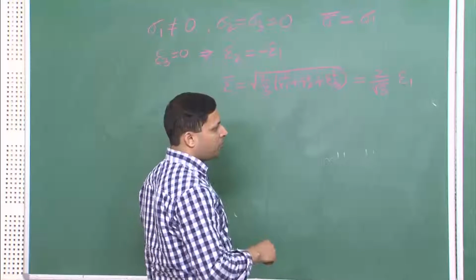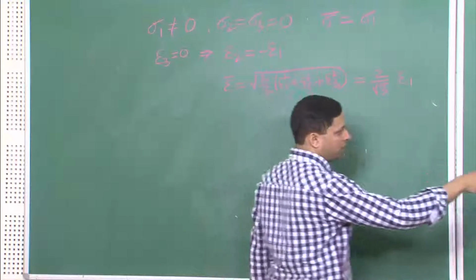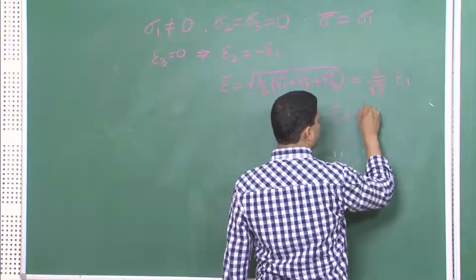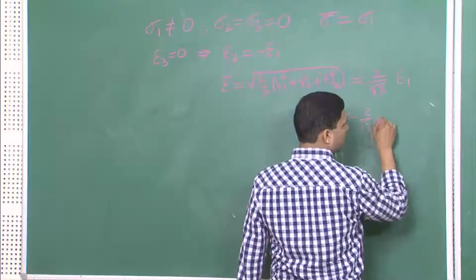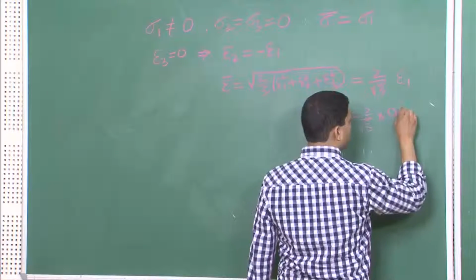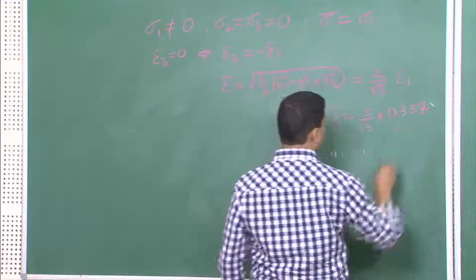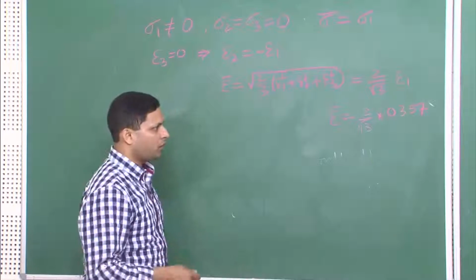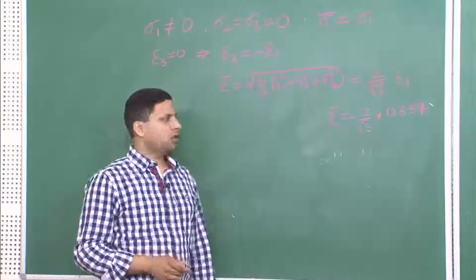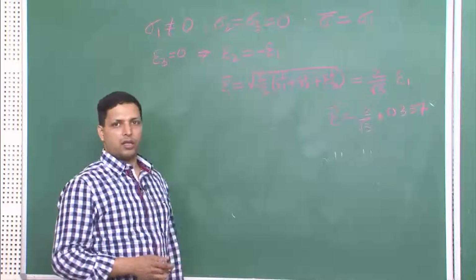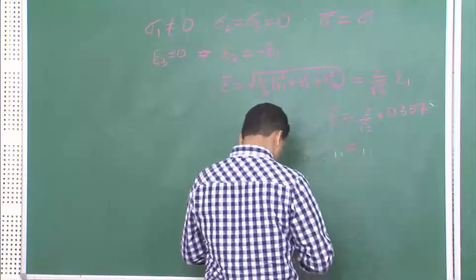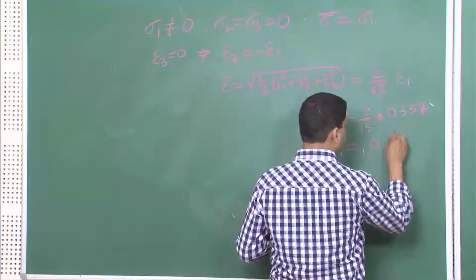Now, the epsilon 1 value that we calculated over there as 0.357 was actually epsilon 1, and therefore, effective strain is now equal to 2 by root 3 into 0.357. Now, the effective strain has actually increased, or in terms of when you are doing the rolling operation with the same amount of area reduction, the effective strain value is higher, and it is equal to 0.412.